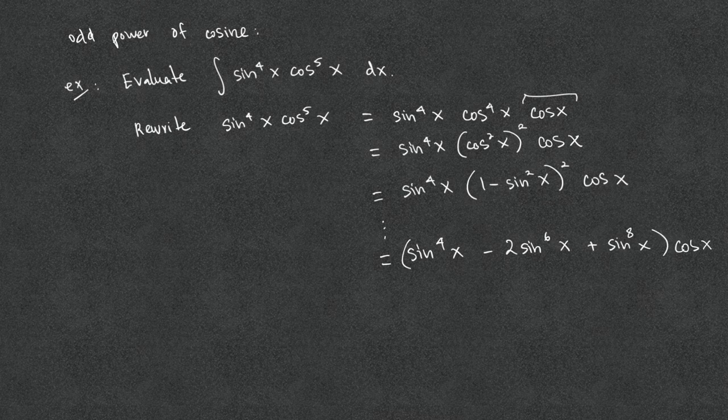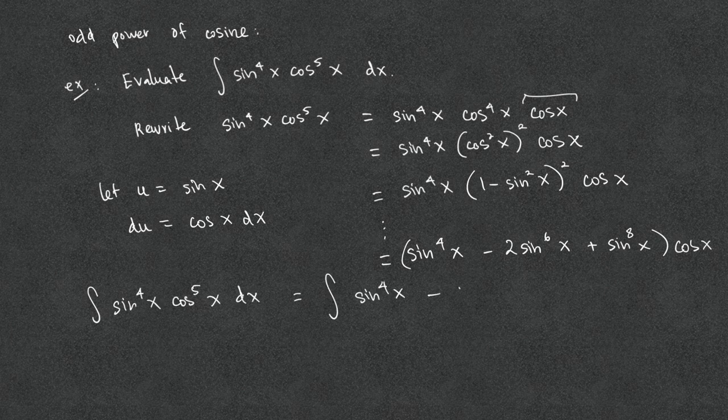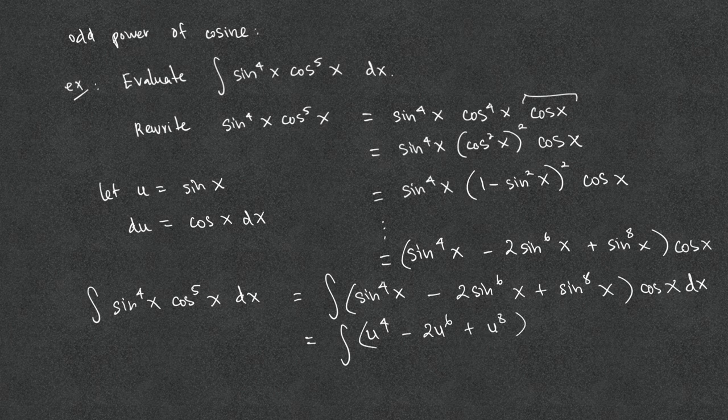We then let u be sine of x. Then du is cosine of x dx. This is the reason why we kept one copy of cosine of x. The original integral sine to the 4th x cosine to the 5th x dx is now the integral of sine to the 4th x minus 2 sine to the 6th x plus sine to the 8th x times cosine of x dx. But u is sine of x, so this is the integral of u to the 4th minus 2u to the 6th plus u to the 8th, and cosine of x dx is now du.